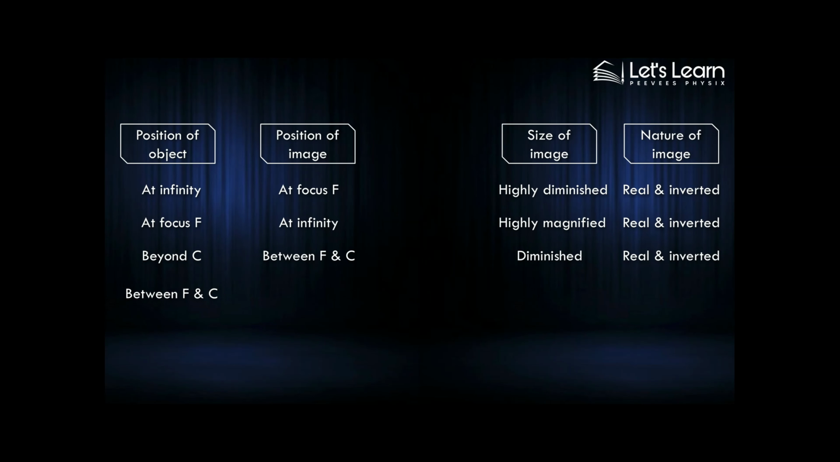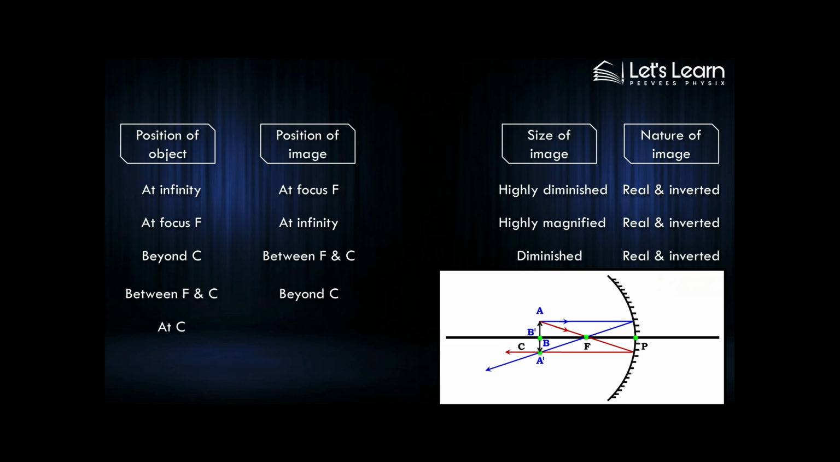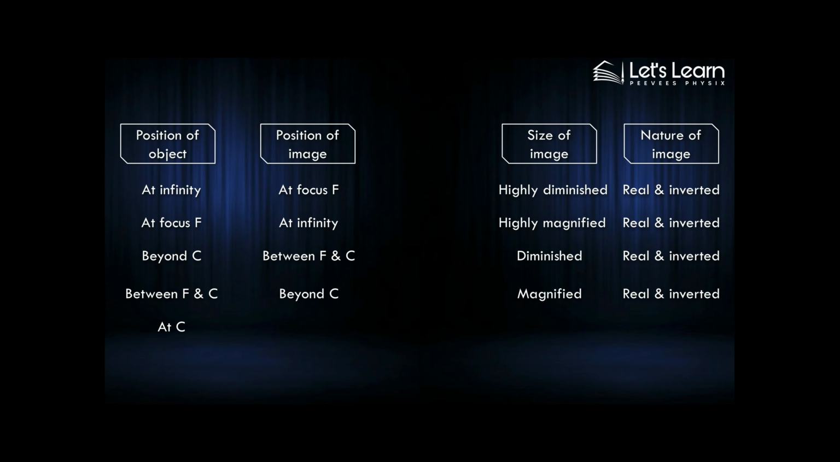Next, the object is between F and C. Position of the image beyond C. Size magnified, nature real and inverted. When the object is at C, the image is also formed at C. Size same size, nature real and inverted. All the images are real and inverted until now.